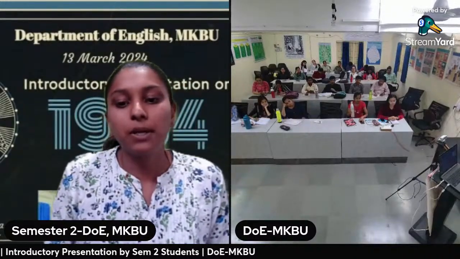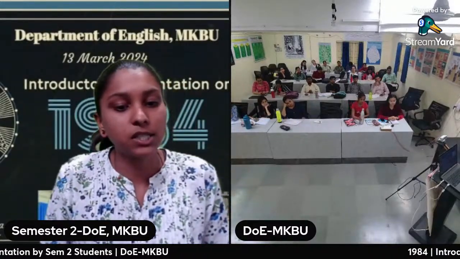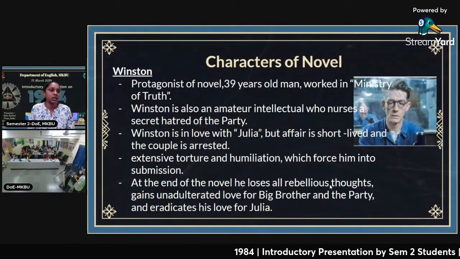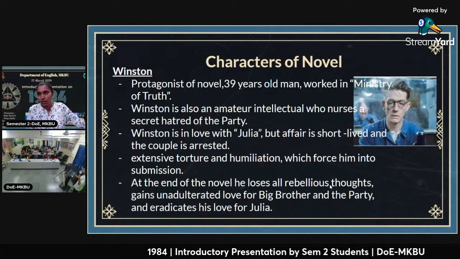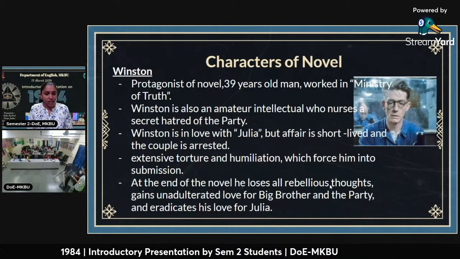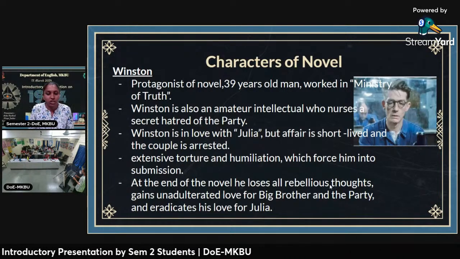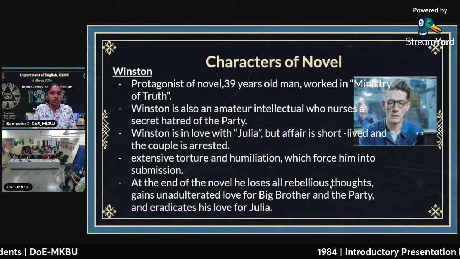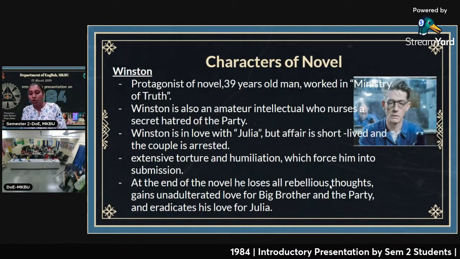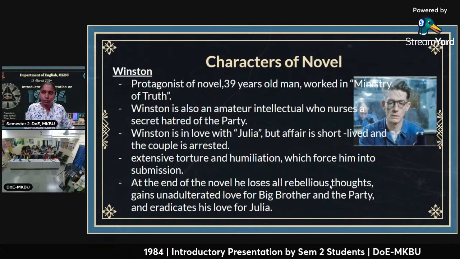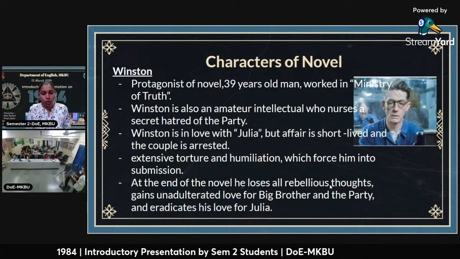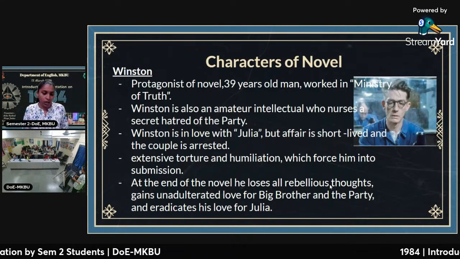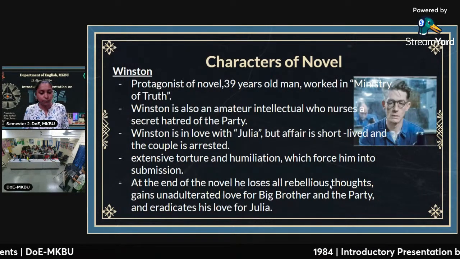Winston is in love with Julia, but the affair is short-lived and the girl is arrested, because, as we know from the story told by Asha, to love someone is a crime in this society. Then there is extensive torture and humiliation which forces him into submission. This is the punishment for loving someone: he is tortured and humiliated by the police. At the end of the novel, he loses all rebellious thoughts and gains unadulterated love for Big Brother and the party.